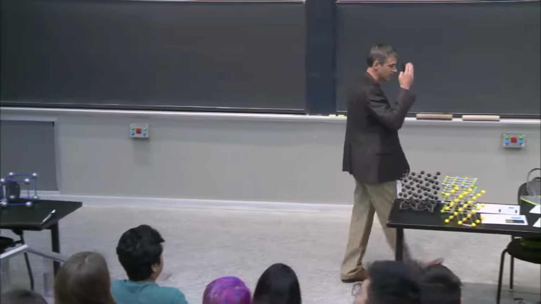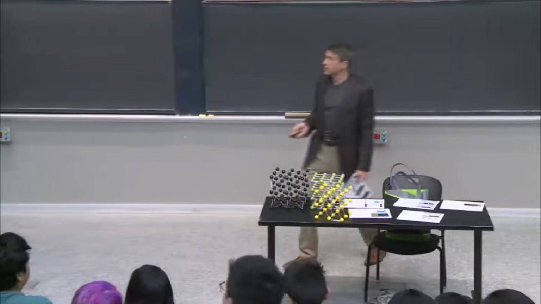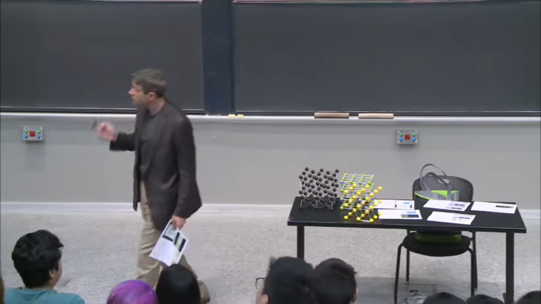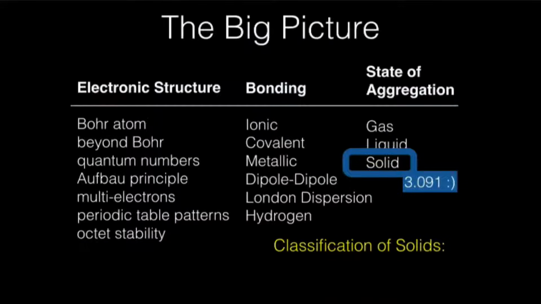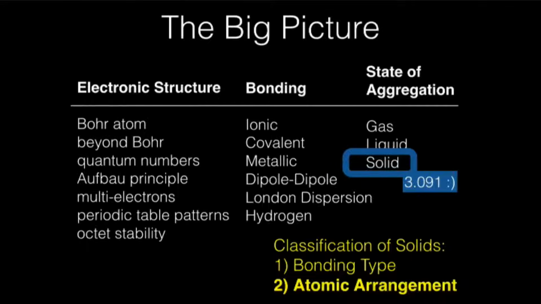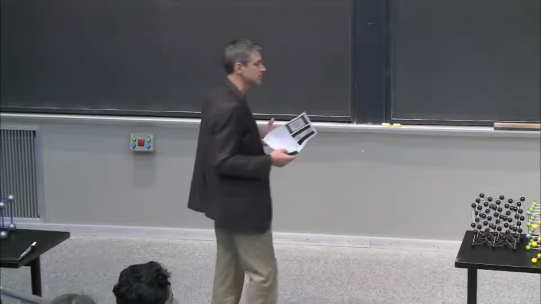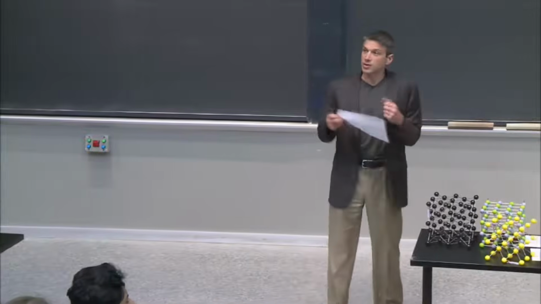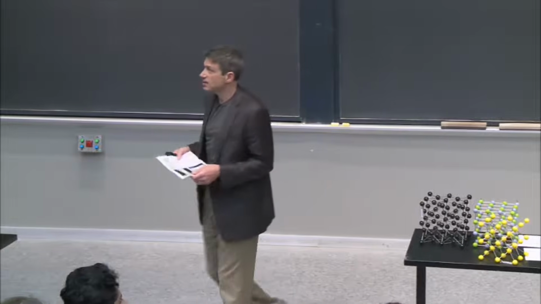Okay, but now here we are. Remember, we also talked about this in the very first lecture. When you classify solids, there are two things that are really important. One is the bonding type. How do the atoms in the solid want to talk to each other? How do they interact? That is something that we have covered in a lot of different ways. But the next is how they come together, the actual arrangement of those atoms. And that is what we're going to talk about today and on Wednesday.